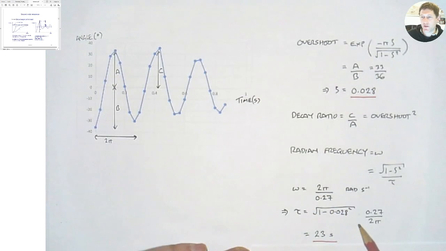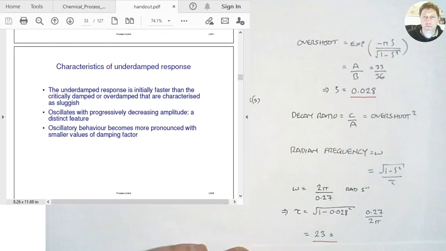So in this case, with a very small value of damping factor, essentially tau is equal to the inverse of the period, as this term is about equal to 1. So, in summary, characteristics of the underdamped system. The underdamped response, it's initially faster than the critically damped or overdamped, which are in turn sluggish. It oscillates with progressively decreasing amplitude, and the oscillatory behaviour becomes more pronounced with smaller values of damping factor.